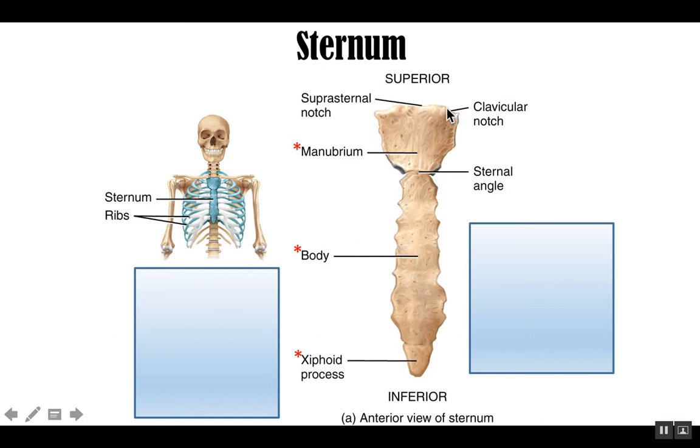You'll notice there are some notches. The clavicular notch is for your clavicles or collarbones, one here and one over here. On top of the manubrium, there's what's called the suprasternal notch, located above the sternum.